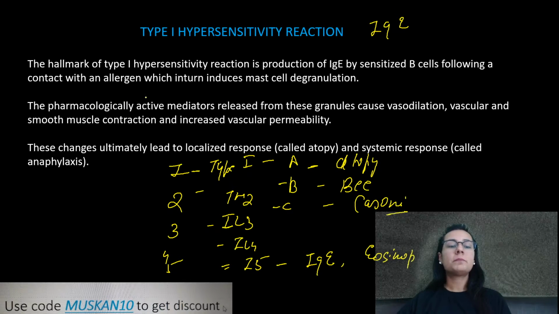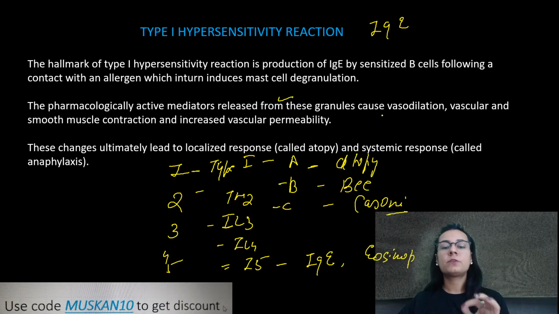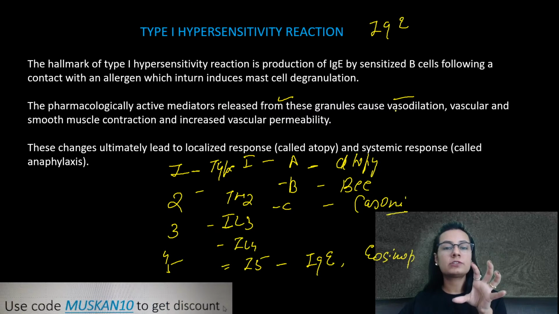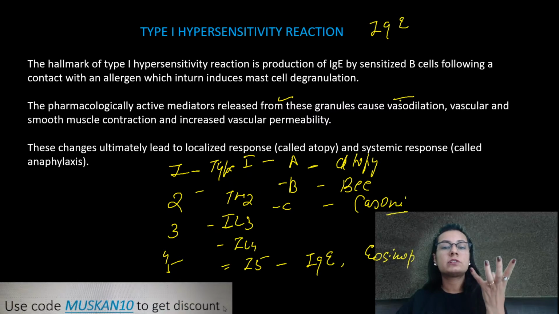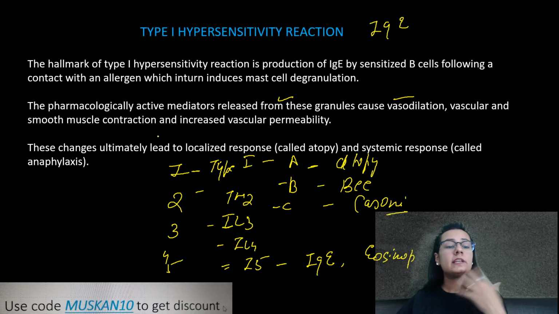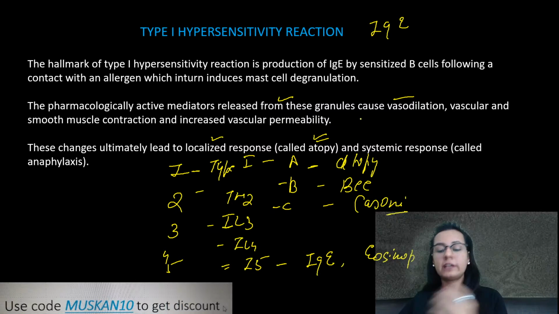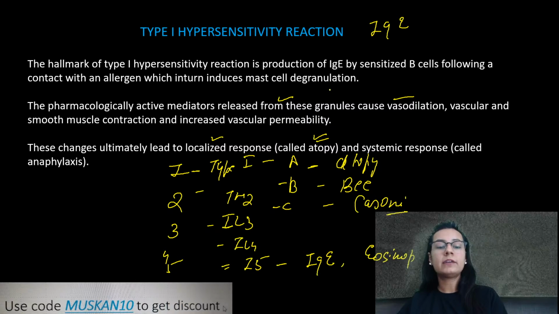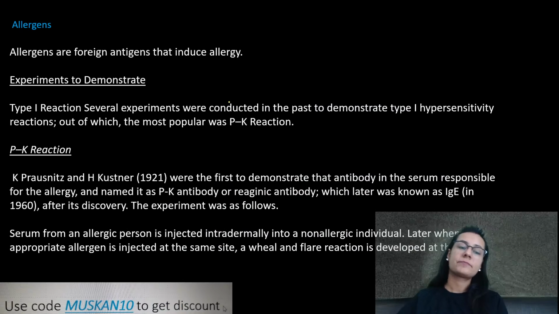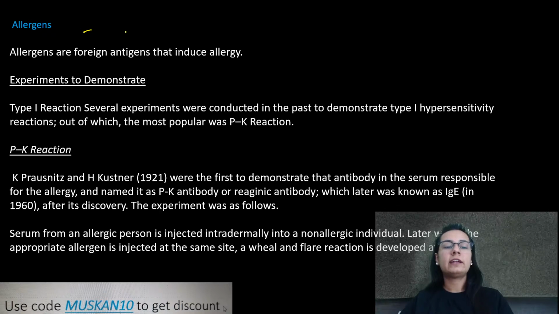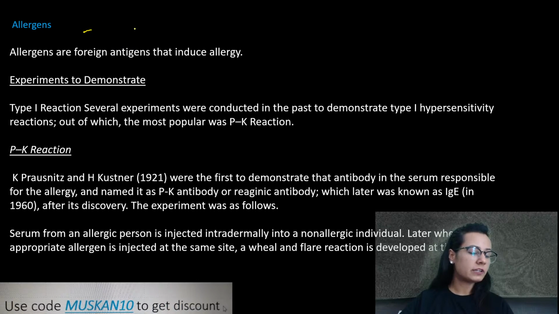So the pharmacologically active mediators released from these granules cause vasodilation, because on second exposure the mast cells were degranulating, causing bronchoconstriction and vasodilation, increasing the vascular permeability. These changes ultimately lead toward the localized response that is called atopy or anaphylaxis. We already remember in type 1, on 1, A is for atopic, allergic, anaphylactic, B is for bee sting and C is for Casoni test. So allergens are the foreign antigens that induce what? That induce the allergy.